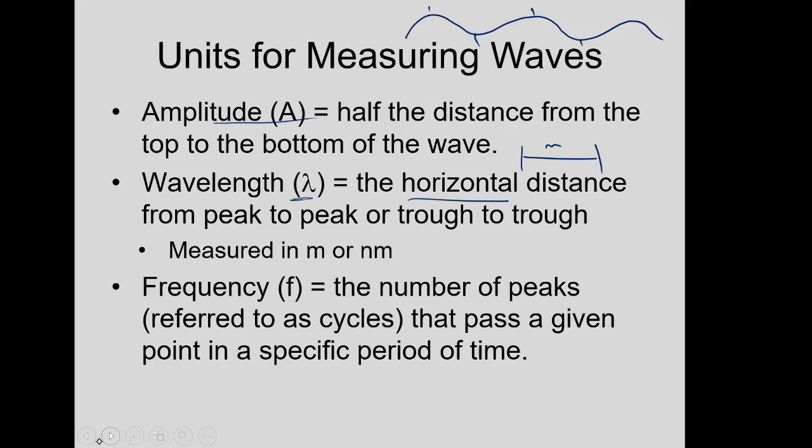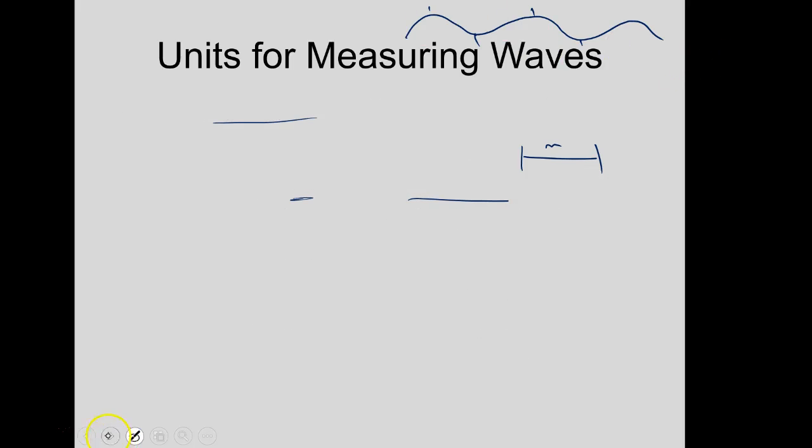Frequency is kind of a weird thing. It's the number of peaks, referred to as cycles, that pass through a given point in a specific period of time. So it's not speed, but how many hills pass through a point in a given period of time. So, let me erase that stuff.